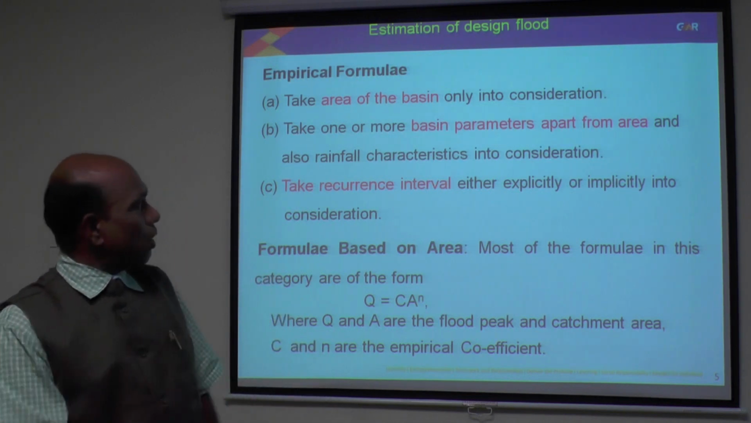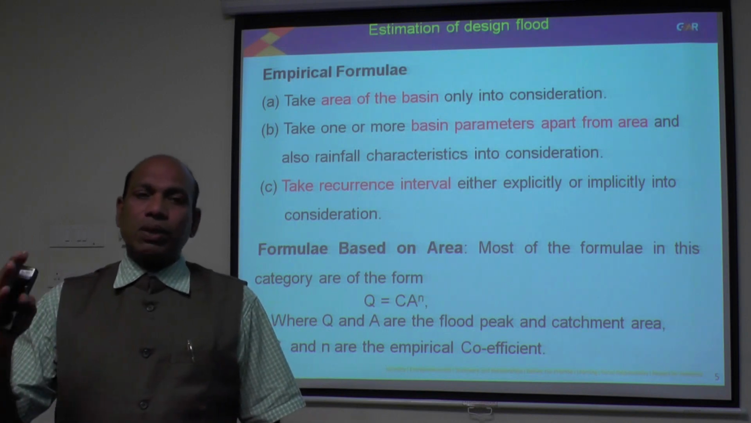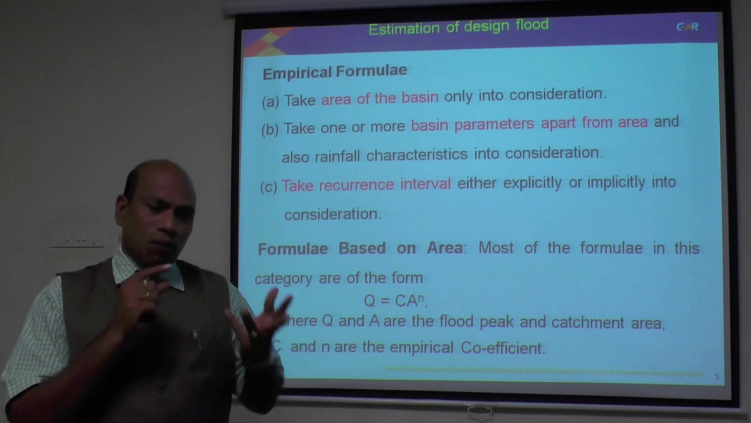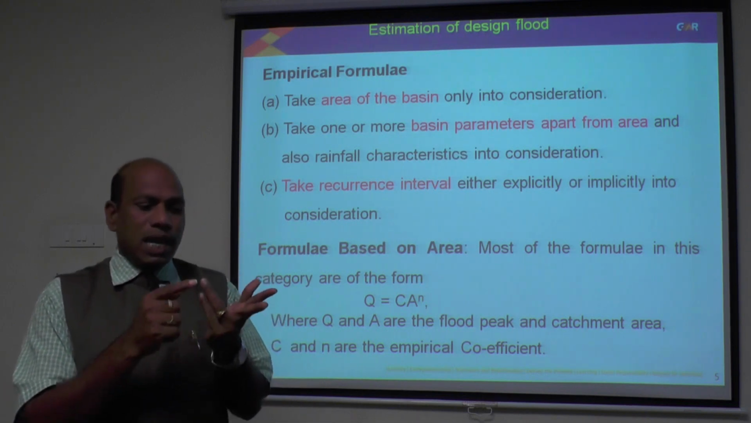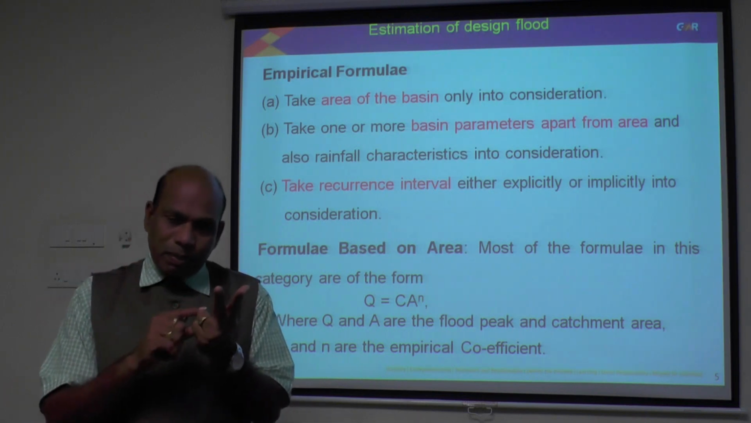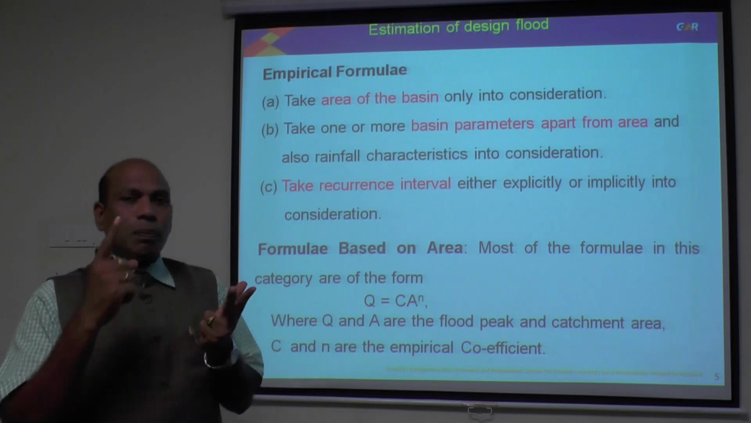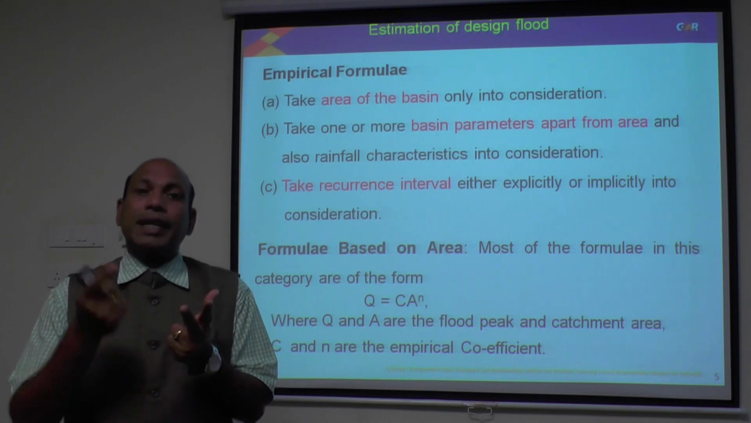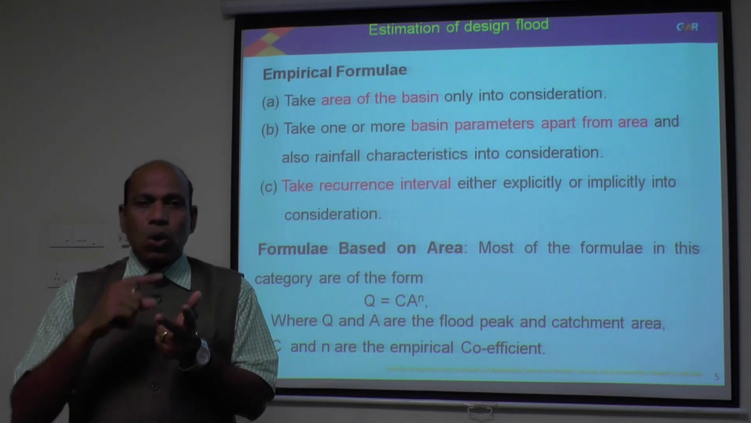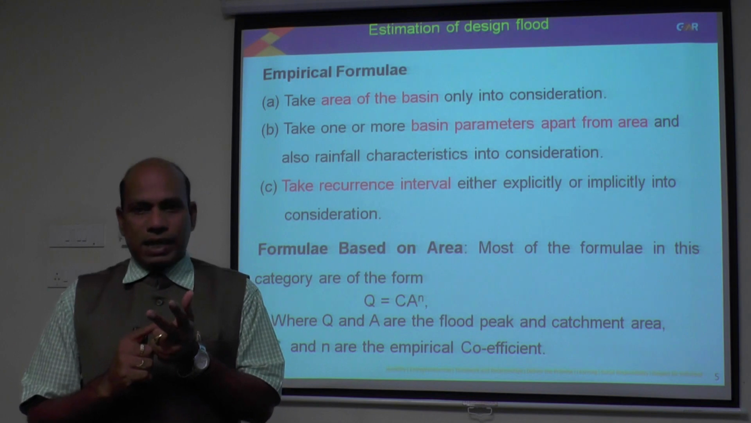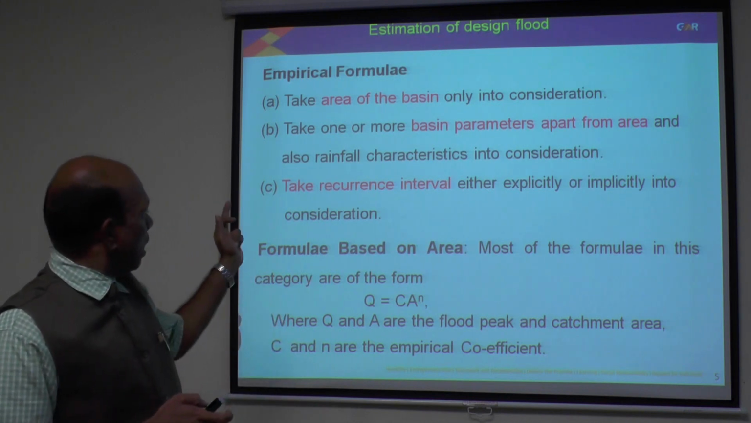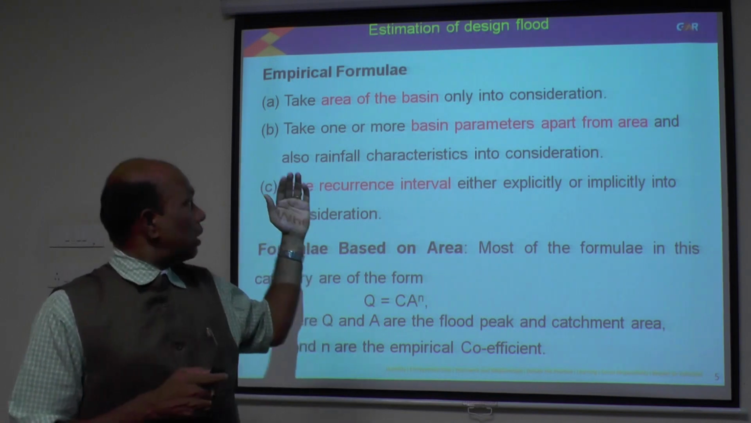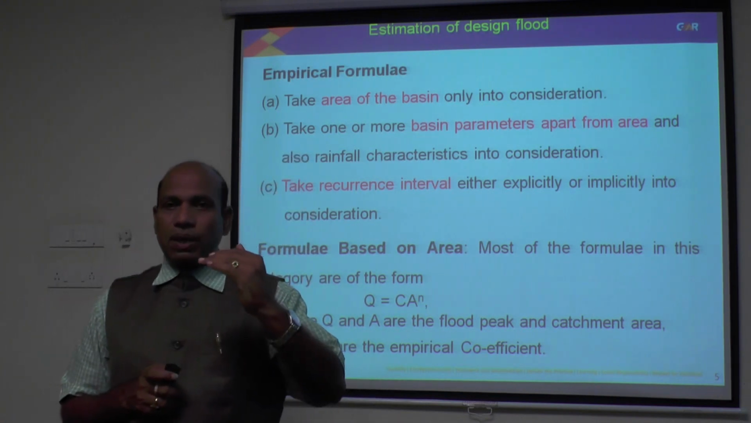Here empirical formulas have different types. One is considering the catchment area. First one, considering the catchment area. Second one, apart from the catchment area, consider other parameters. That means length of the catchment, width of the catchment, intensity of the rainfall, and also the slope of the catchment. And the last one is the type based on recurrence time interval. So these empirical formulas have different types.